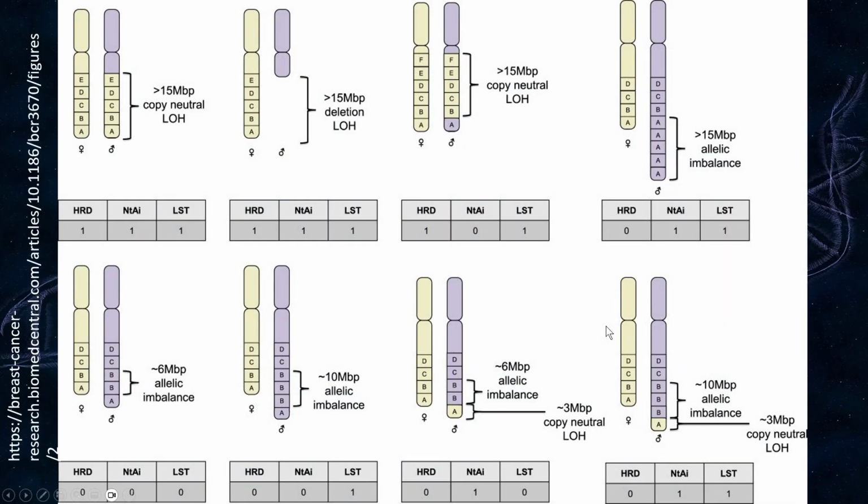And then here's a graphic I borrowed. Fortunately, I remember the reference here. It shows some of these. I don't want to go through all of them because it would take too long. But again, this is showing these changes in allelic content, LOH, etc.